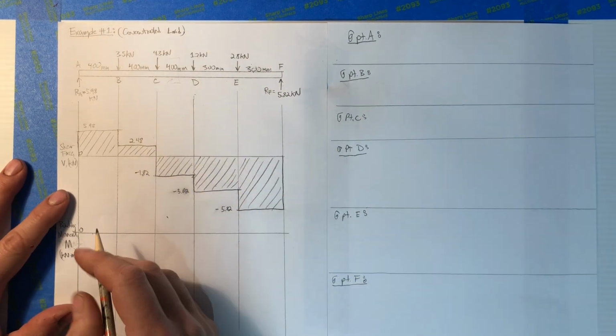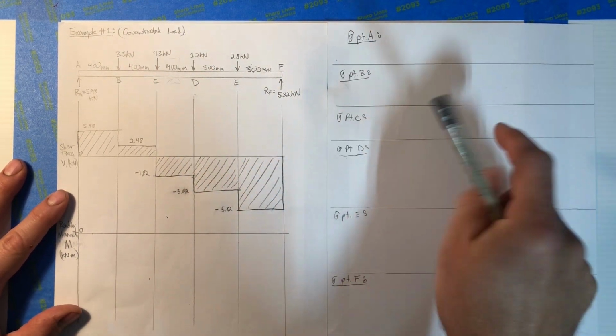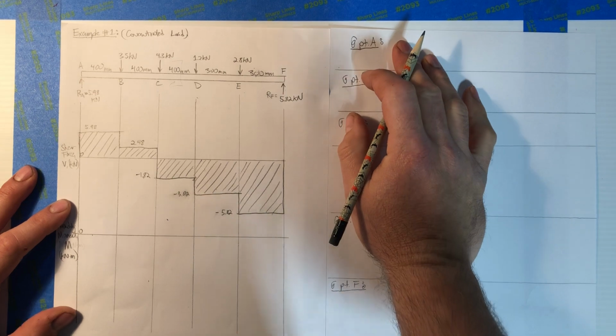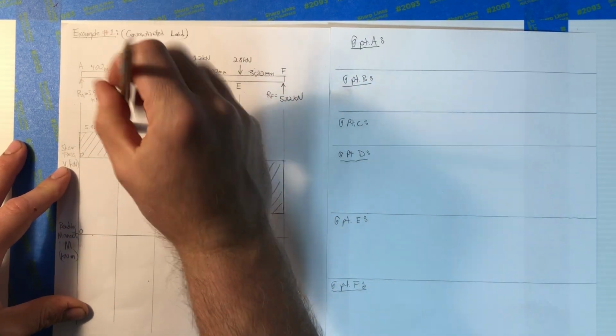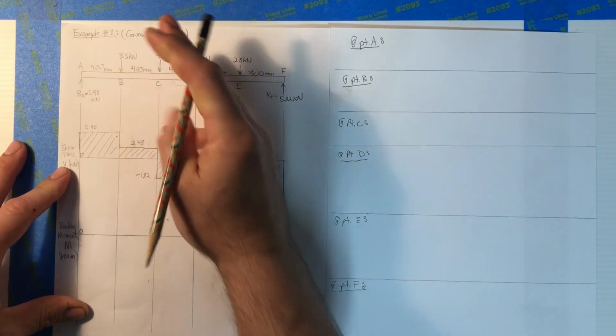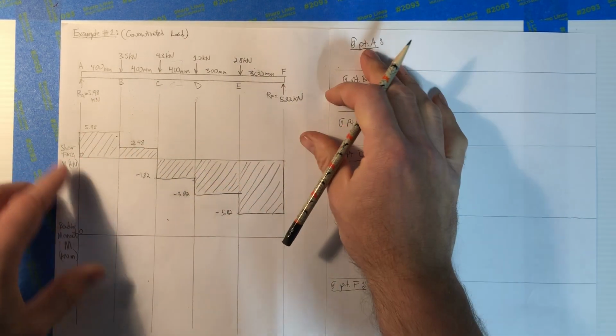So for the moment curve, I'm actually going to use this section over here to generate it. I did this real fast because I can, okay? But I'm actually going to break down each point one at a time. So at point A, I'm going to go here.